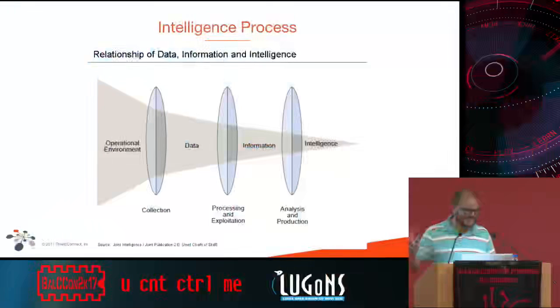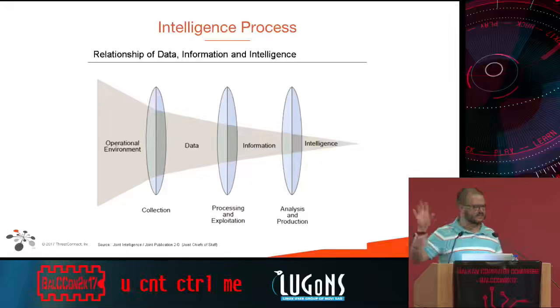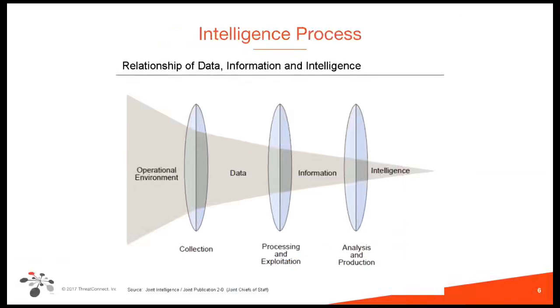So, and then dissemination, that's basically writing a report and handing it to your boss. So this is a different way to look at the intelligence process. It's the same process, but a different way to look at it. And what I'm going to talk about today is a way to reduce the amount of data down to something that is usable.